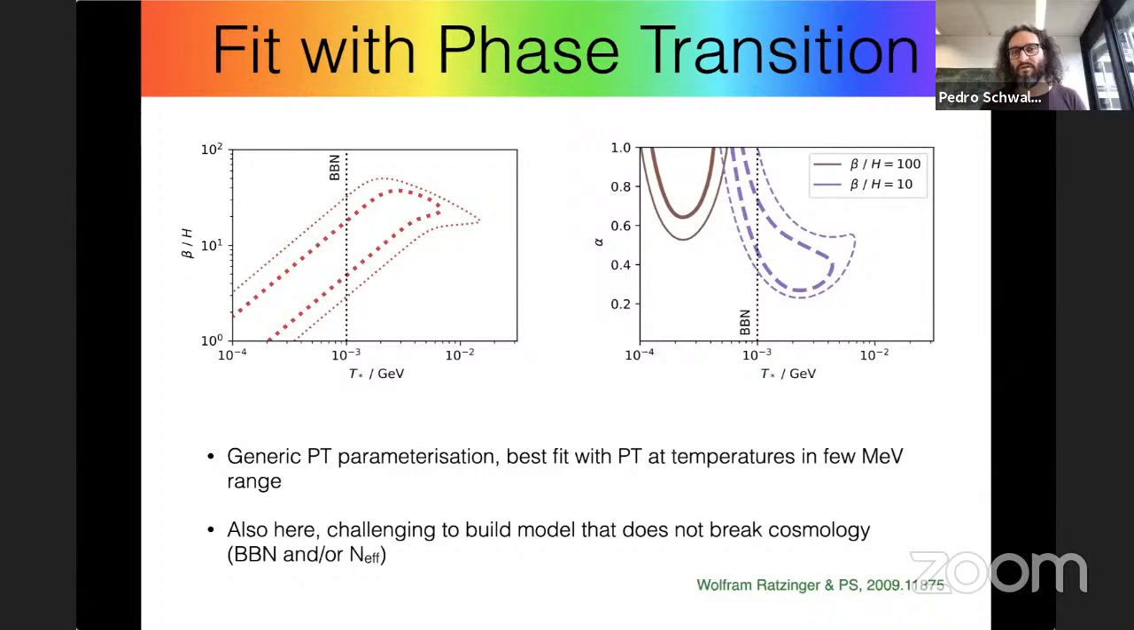If you want to have a model there that undergoes a thermal phase transition, you have to make sure that afterwards you get rid of all the stuff before and not screw up BBN or N_eff. Yeah, so this is a small model building challenge that we have left to solve: how to really populate this region with actual models and not just phase transition parameters.